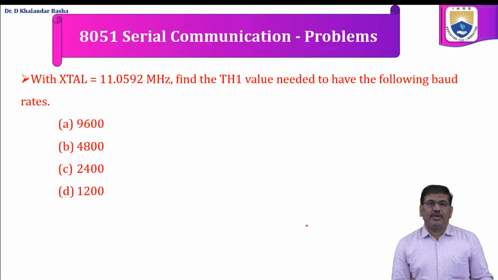Now we will see how to provide the standard baud rates, and how we can fix the count value in the timer 1 register, with XTAL, that is the oscillator frequency, of 11.0592 MHz. Find the value of TH1 needed to be loaded to have the following baud rates: A, 9600; B, 4800; C, 2400; D, 1200.